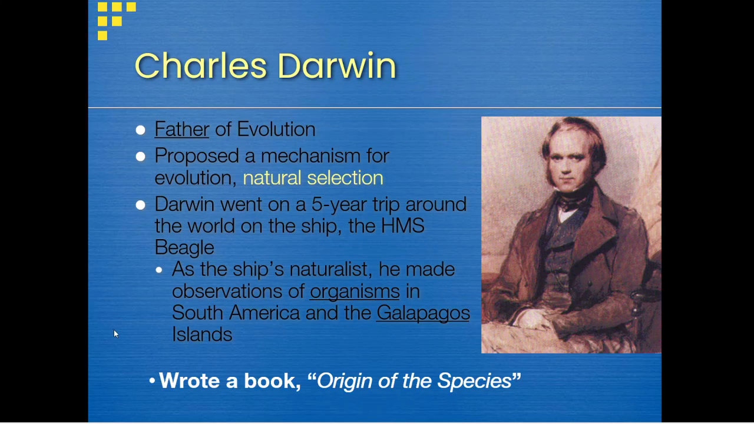Charles Darwin was called the father of evolution. He proposed a mechanism, or a thought process, for evolution, which is natural selection. He went on an actual 5-year trip around the world on a ship called the HMS Beagle. It's a good trivia Jeopardy question. As the ship's naturalist, he made observations of organisms in South America and the Galapagos Islands, and he wrote a book about it, On the Origin of Species.